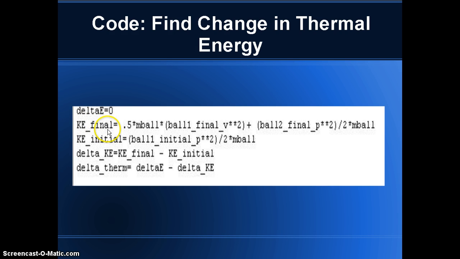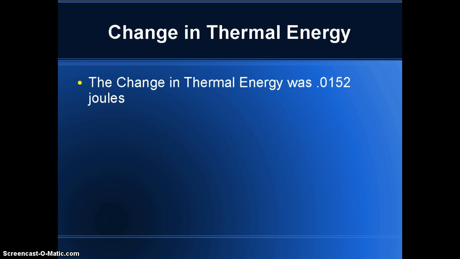We have KE final. You see we have 1/2 mv squared here, and we have momentum squared over 2m here. And for KE initial, we just use the momentum squared over 2m. And here we can find that the change in thermal energy is equal to delta E, which we know is 0, minus delta KE. This gave us our change in thermal energy, which is 0.0152 joules. That's all.